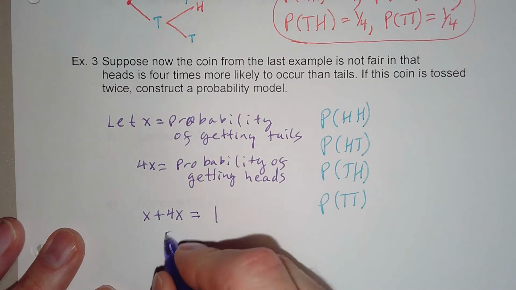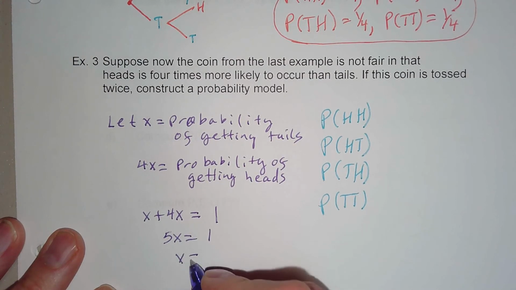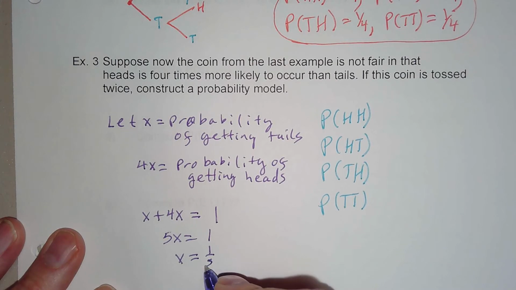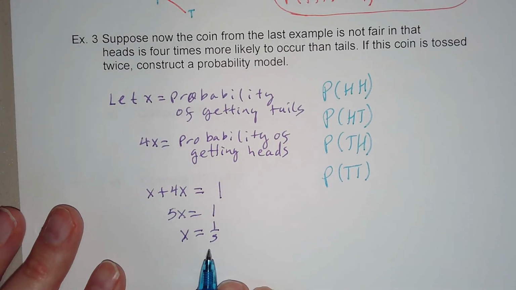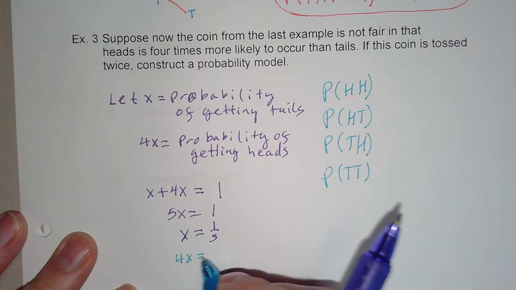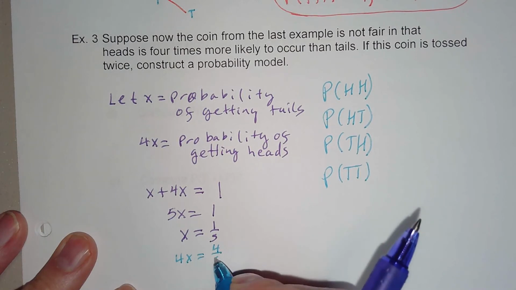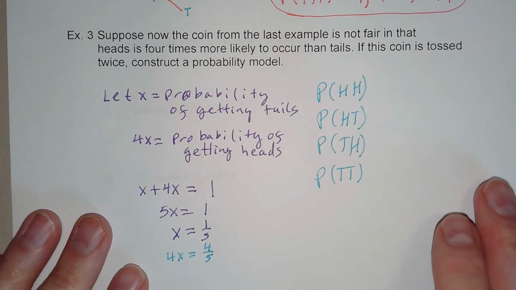So that gives us 5x equals 1. So x here, if we divide both sides by 5, is 1/5. So that's the probability of getting a tails. And then probability of getting heads would be 4 times that, which would be 4/5. So now we can construct our probability model.